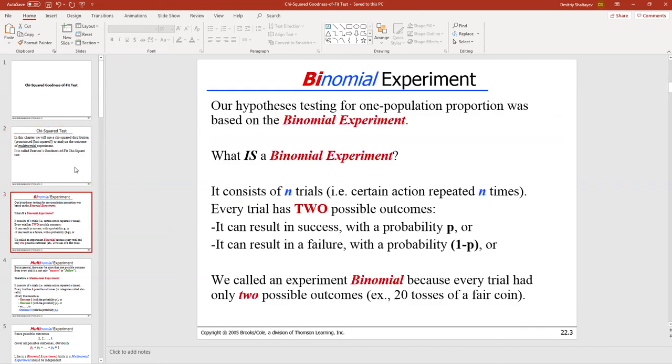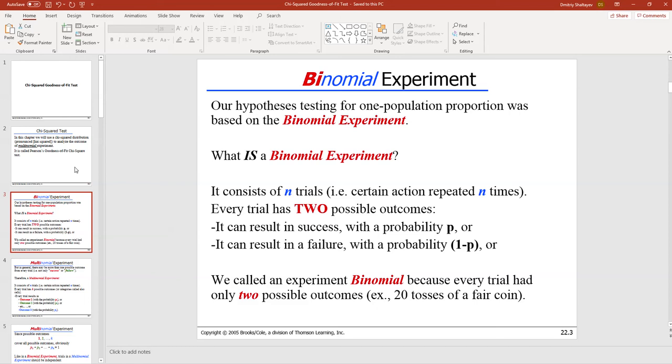So when we discussed proportions, like in the last lecture, essentially each time when you calculate the proportion of a certain response out of all collected data, we were dealing with something that was called a binomial experiment. What is that? Binomial comes from the word bi, which means two. So a two-nomial experiment. That means that each time when you repeat the same procedure, there are two possible outcomes.